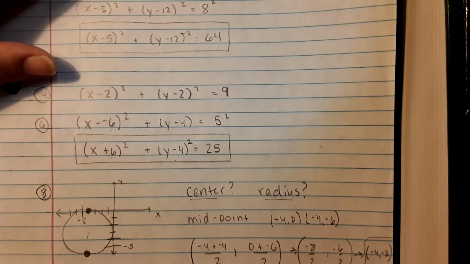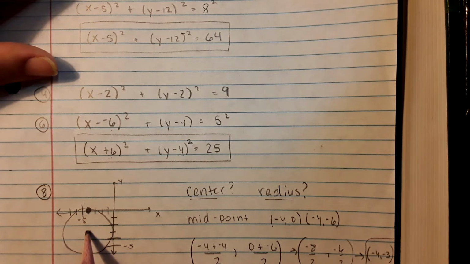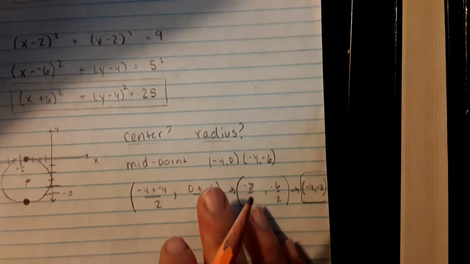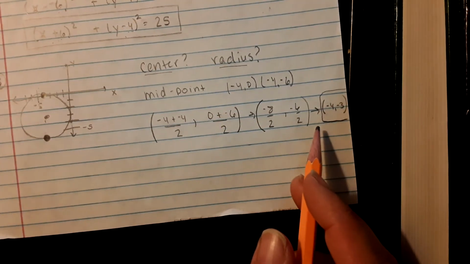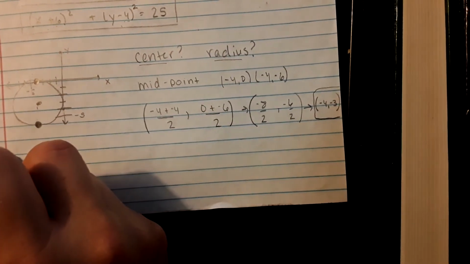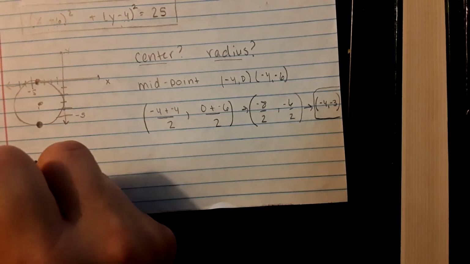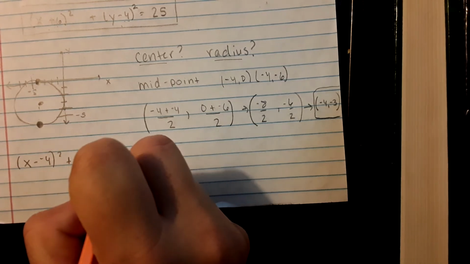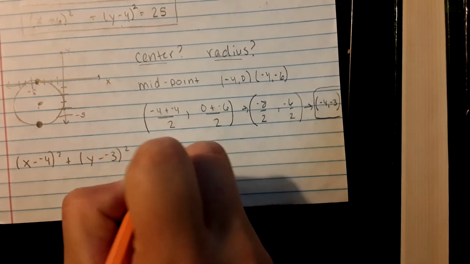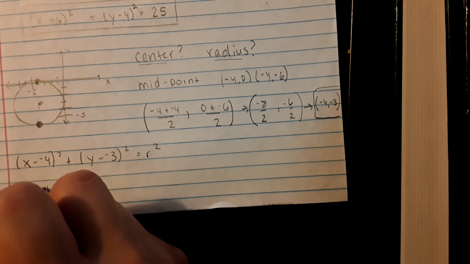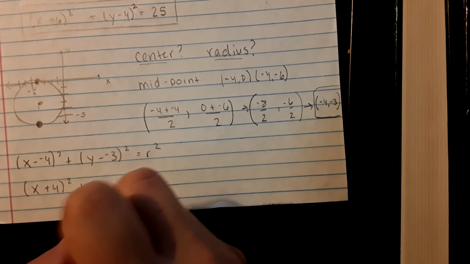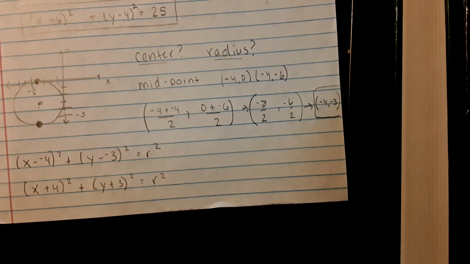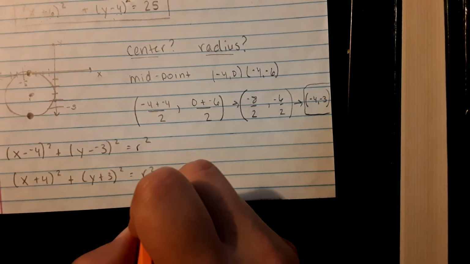Looking at our little picture, negative 4, negative 3 is exactly right. So for our equation of a circle, it's going to be x minus a negative 4 squared plus y minus a negative 3 squared equals r squared. X plus 4 squared plus y plus 3 squared equals r squared. But what is r?